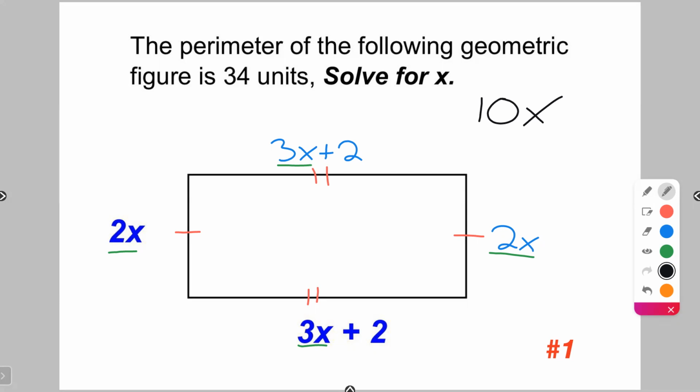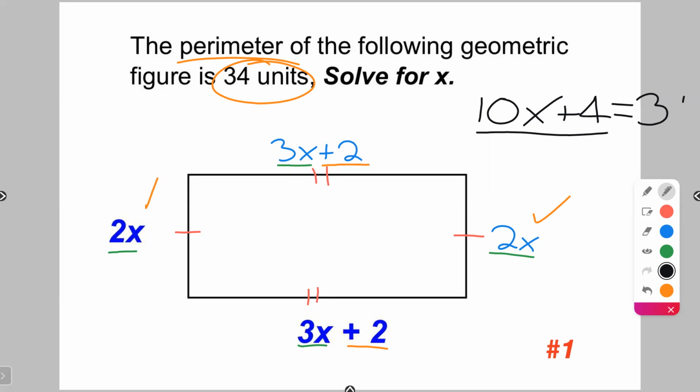Then go around here and add up all your values from your sides that don't have x. Well, there are none over here and there are none over here, but I've got a plus 2 here and a plus 2 here. And a plus 2 and a plus 2 make a plus 4. Now, this is the perimeter of my rectangle. It also says in the math problem, the perimeter has a value of 34 units. So this is what my equation is equal to.